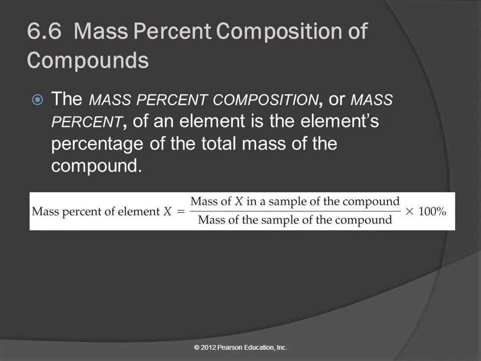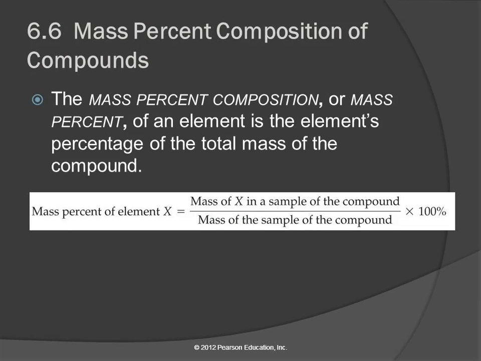Sometimes it's useful to calculate or use the mass percent composition of a compound. And what that means is the element's percentage of the total mass of the compound. So here's an equation that helps us to see what that is. The mass percent of element X, just whatever element you're interested in, is the mass of X in a sample of the compound divided by the mass of the sample times 100.